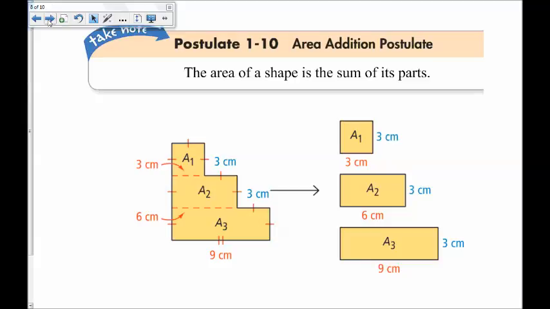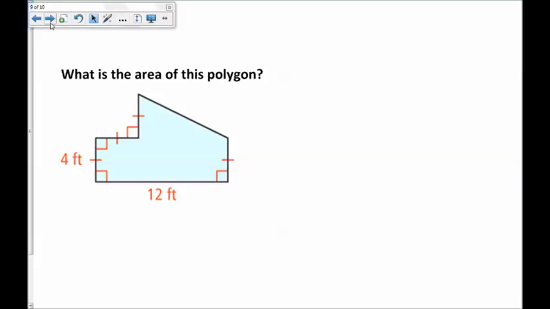Next, the area addition postulate. The area of a shape is the sum of its parts. Okay? We don't have a formula for a shape like this. Okay? But I can cut it into parts where I can find the area of each part. And then I add those areas together. Okay, here is an example. What is the area of this polygon? Okay, it's kind of a strange shape.